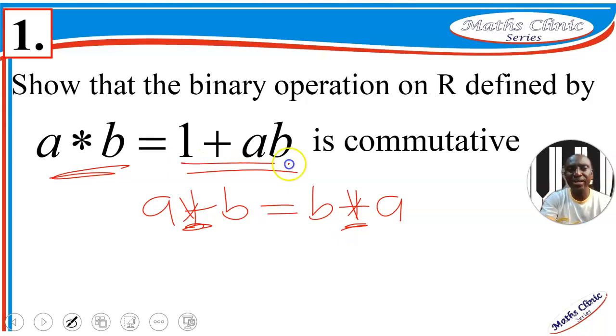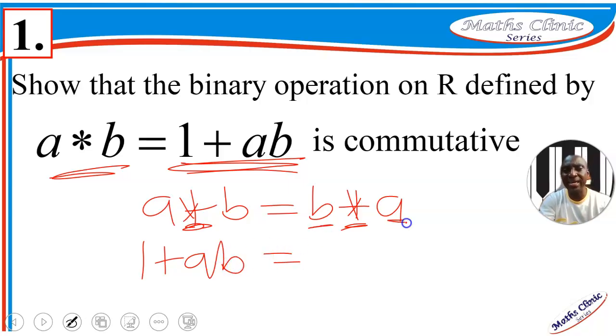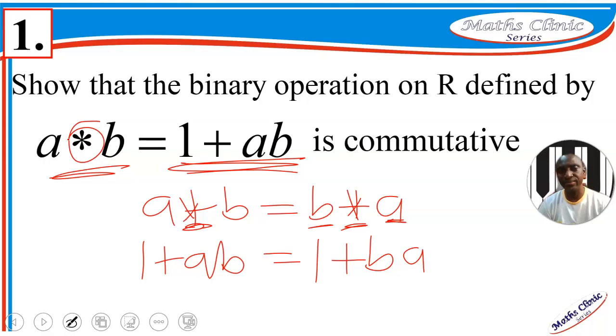Now, by definition over here, A star B means I have 1 plus AB. And when I come to this side, I'm going to have B star A. That means B must come first. So that also gives me 1 plus BA. Now, check. Your left-hand side and your right-hand side, are they the same? Yes, they are the same. And so we can say here the operation star is commutative.